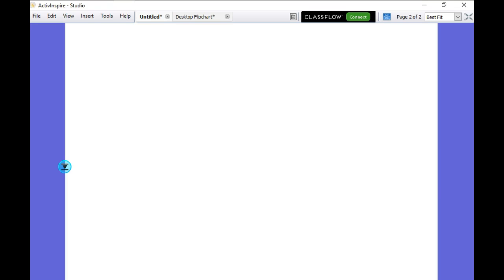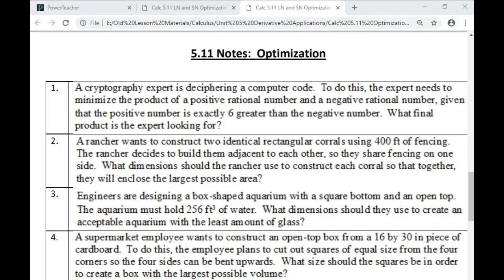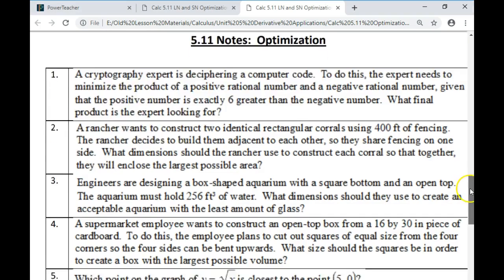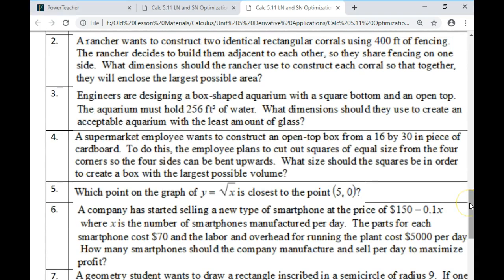I want to do number 2 off of that worksheet now. Go ahead and read number 2 really quick. I want you guys to read number 2, but to yourself, and then I want you to see if you could draw a picture. Read number 2 and see if you could draw the picture.